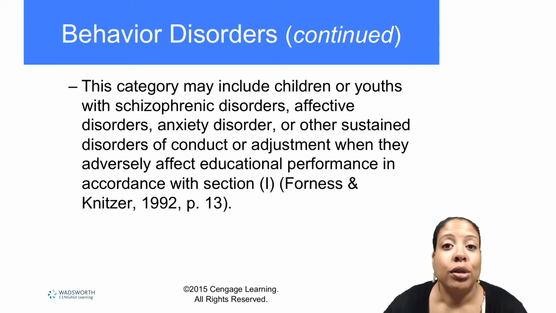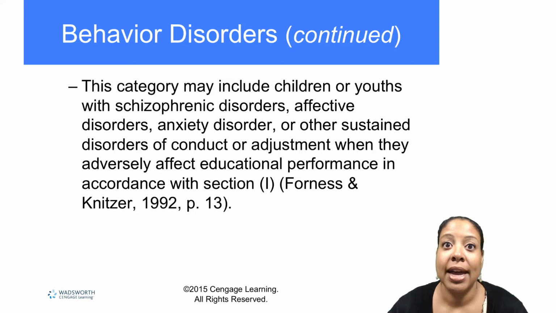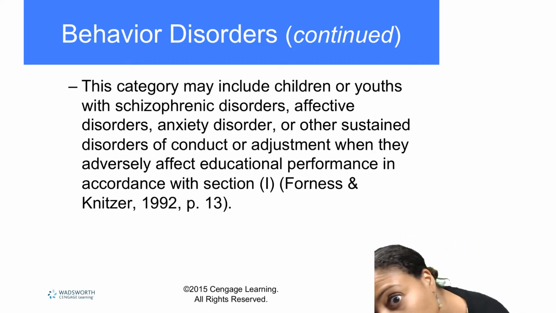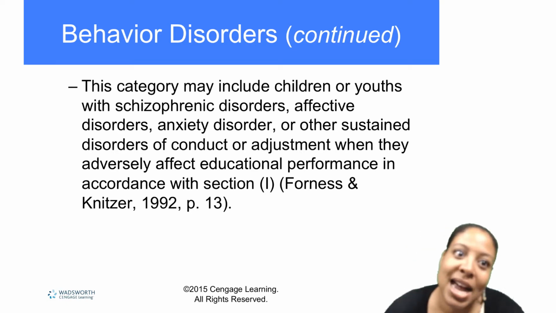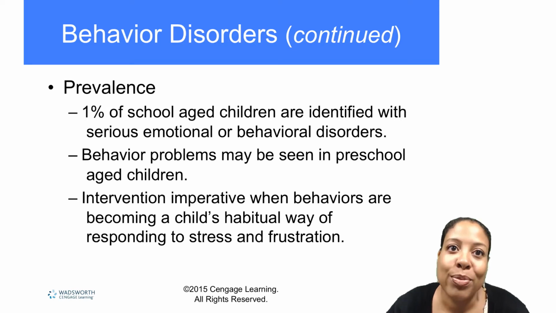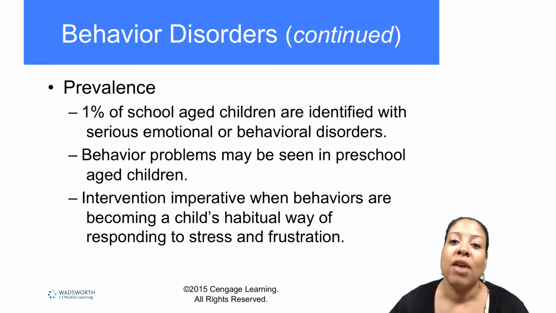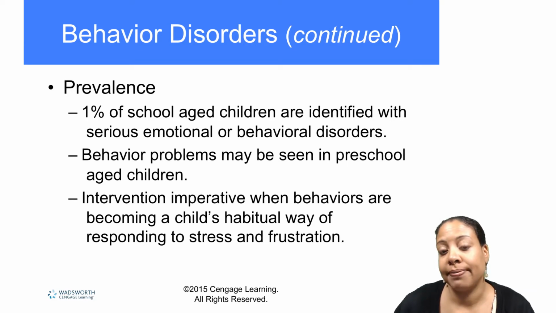This category may include children or youths with schizophrenic disorders, affective disorders, anxiety disorders, or other sustained disorders of conduct or adjustment when they adversely affect educational performance, in accordance with Section 1, Forness and Kitzer, 1992, page 13. The prevalence: 1% of school-age children are identified with serious emotional behavior disorders. Behavior problems may also be seen in preschool-age children. Intervention is imperative when the behaviors are becoming a child's habitual way of responding to stress and frustration.